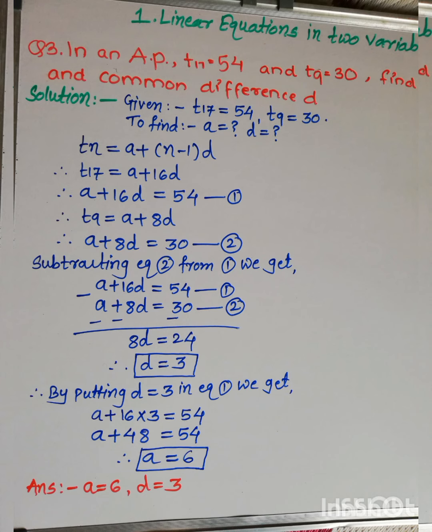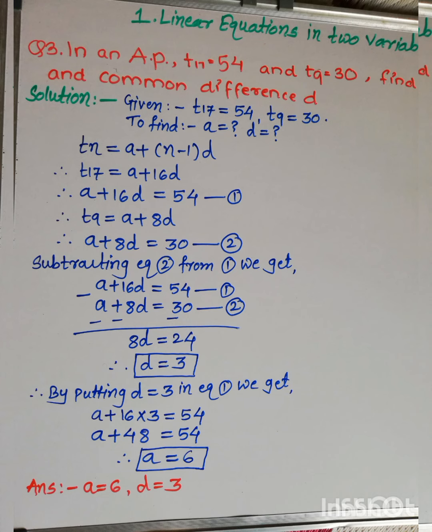For that we first write Tn is equal to A plus (n minus 1) D. With n is equal to 17, T17 is equal to A plus 16D. Similarly, T9 is equal to A plus 8D after putting n is equal to 9 in that formula. Then after subtracting equation 2 from 1, we get 8D is equal to 24, that is D is equal to 3, and then after substituting the value of D in one of the equations, we get A is equal to 6. So the first term is 6 and the common difference is 3.